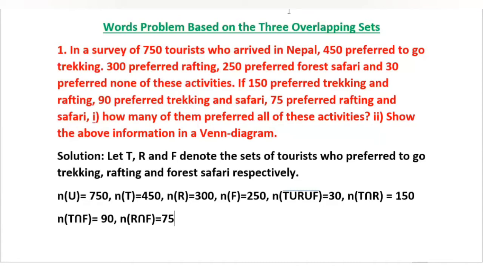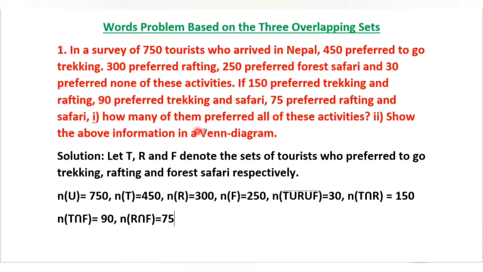So once again, look here. Total 750 tourists. 450 prefer to go tracking, 300 prefer rafting, and 250 prefer forest safari, and 30 prefer none of these activities, meaning the complement. Okay, done. 150 prefer tracking and rafting, common, and 90 prefer tracking and forest safari, and 75 prefer rafting and forest safari.